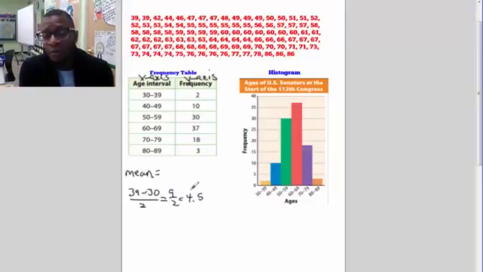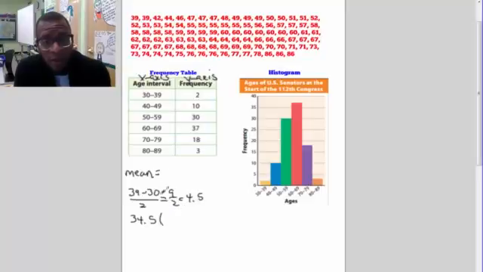But this is just your midpoint. To find your actual midpoint value, you have to add the lowest value in that increment, which is 30. So our midpoint for the increment between 30 and 39 would actually be 34.5. Okay? So we take that midpoint and we're going to multiply it by the frequency for that age interval. So in this case, it would be 2.